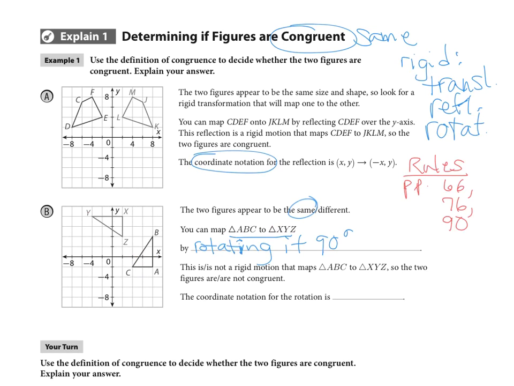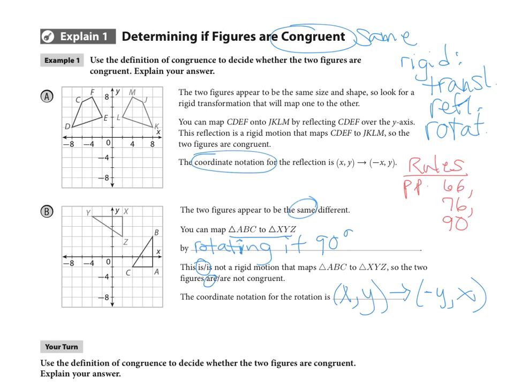So a rotation is a rigid motion, and that is going to prove that the two figures are congruent. If we wanted to write the coordinate notation for this, we're just going to look at page 90, remember, and we're going to say that the original xy point gets transformed to negative y comma x, which is the rule for a rotation of 90 degrees.